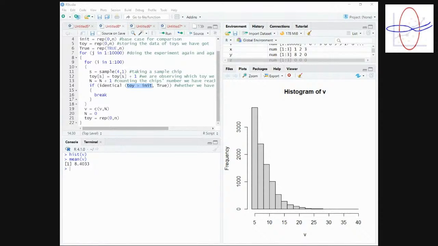Why is this happening, guys? What was the experiment? The experiment was we keep on collecting chips till we get all the 4 toys, right? Now what Sneha is telling is that we wait for the first time to get T1, we wait for the second time to get T2, wait for the third time till we get T3, and then the fourth time till we get T4.